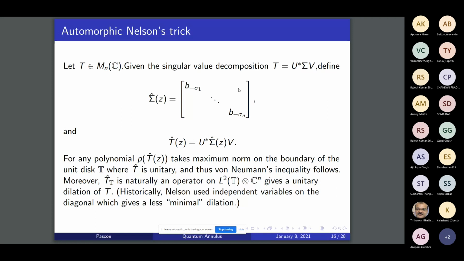Okay, so what was the key here? The key here was that we took a matrix T, which was contractive. We wrote down its singular value decomposition. We replaced the singular values by functions which take the singular values at 0, but also map, on the boundary, into things with modulus 1, i.e. things in the boundary of the disk. Then we defined a matrix valued function, and then used the maximum modulus principle to get von Neumann's inequality, and then actually just looked at this object that we had constructed to find a unitary dilation of our original T.